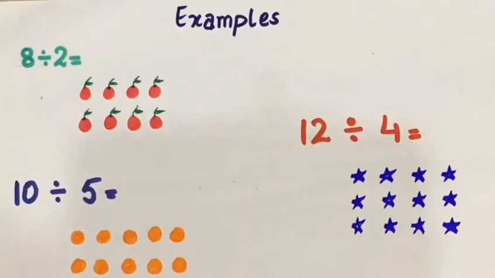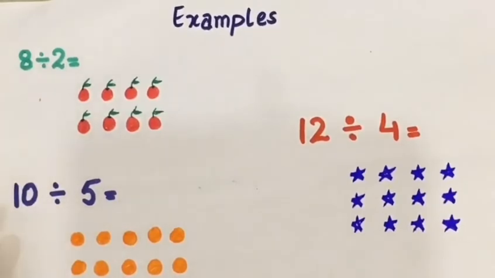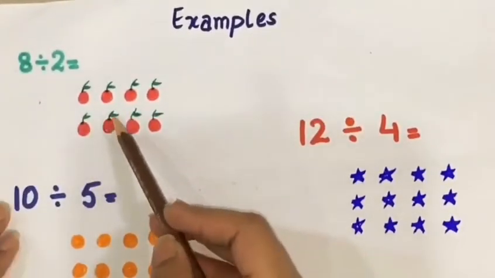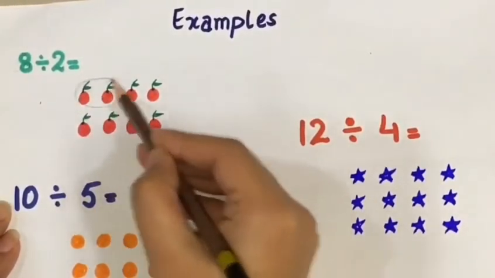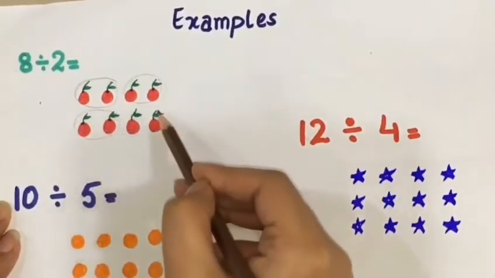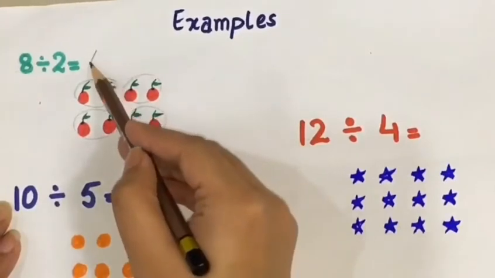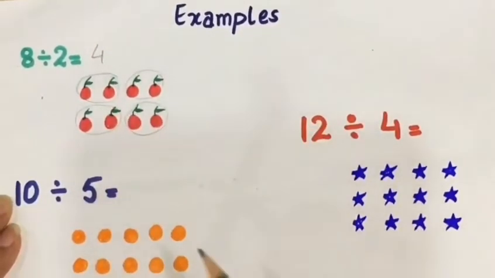Now we are going to explore some examples here. 8 divided by 2, that is how we read this number sentence. I have 8 apples and I'm going to make groups of 2s. So this is group 1, this is group 2, this is group 3, and this is group 4. So that means I'm able to make 4 groups, and the answer is 4.